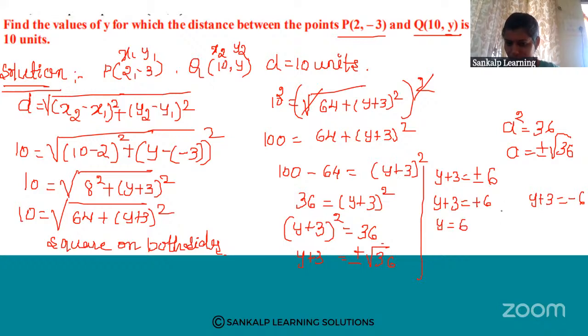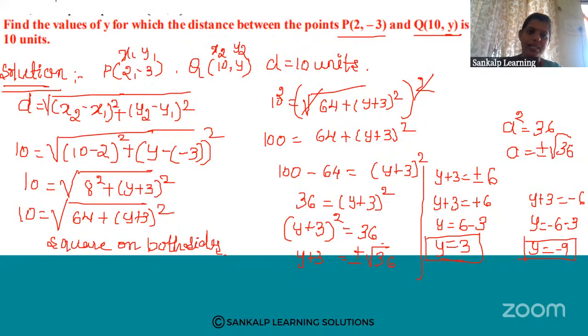Y is equal to 6, if you transfer plus 3 to this side, this is minus 3. So 6 minus 3 is 3. Y is equal to 3. So this is one value. Now transfer this plus 3 to this side. Y is equal to minus 6 minus 3. That means y is equal to minus 9. So these two are the values of y.